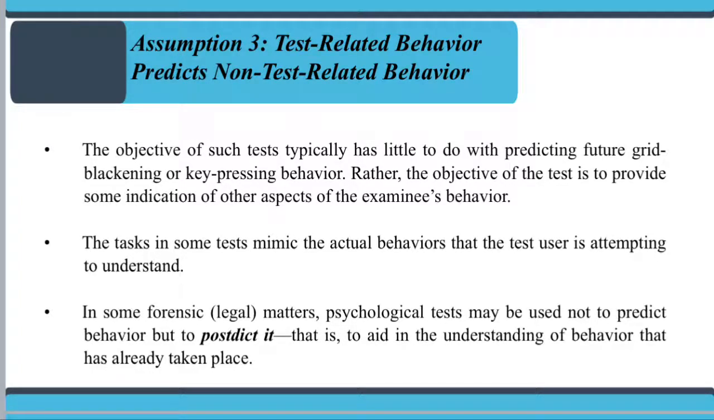In some forensic or legal matters, psychological tests may be used not to predict behavior but to postdict, which means to aid in the understanding of behavior that has already taken place. So, tests or assessments can be used in different ways, like postdiction. For example, there may be a need to understand a criminal defendant's state of mind at the time of the commission of a crime. It is beyond the capability of any known testing or assessment procedure to reconstruct someone's state of mind.